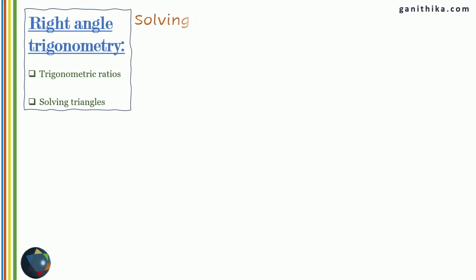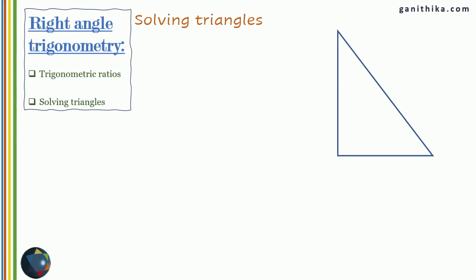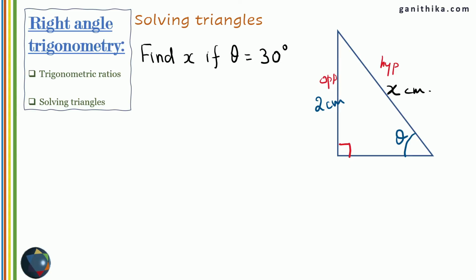Let's proceed to see how to solve triangles using these 3 ratios. So for example, a triangle is given. It's a right angle triangle here, and you are considering this angle as theta, right? If you consider this as theta, this will be the opposite side to theta, and this will always be the hypotenuse because it's opposite to the 90 degrees, right? In this case, this is given to be 2 centimeters and this is given to be x centimeters, and then your question could be, find the value of x if theta is 30 degrees.